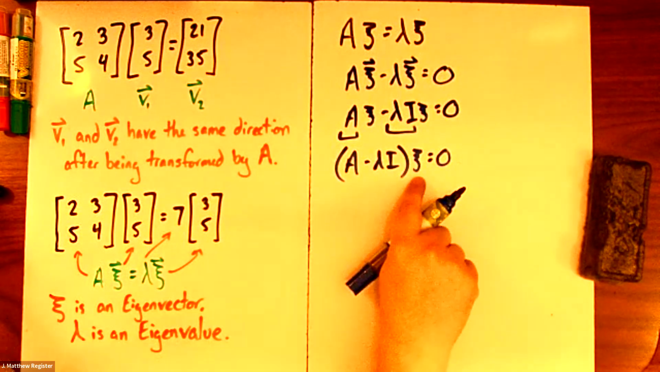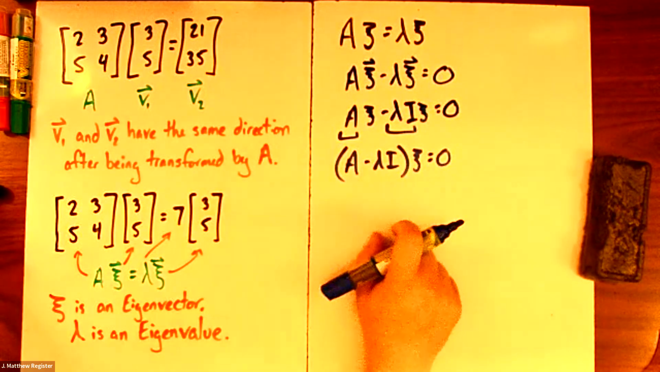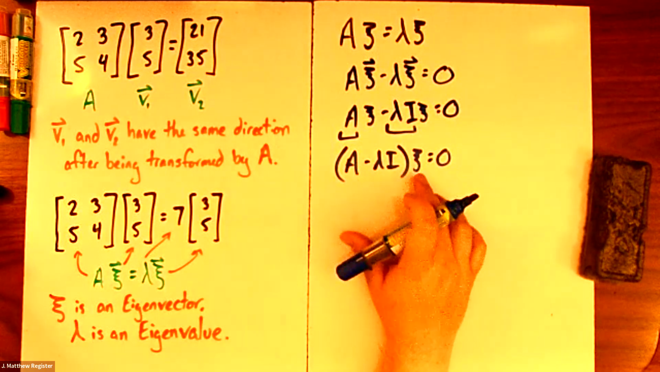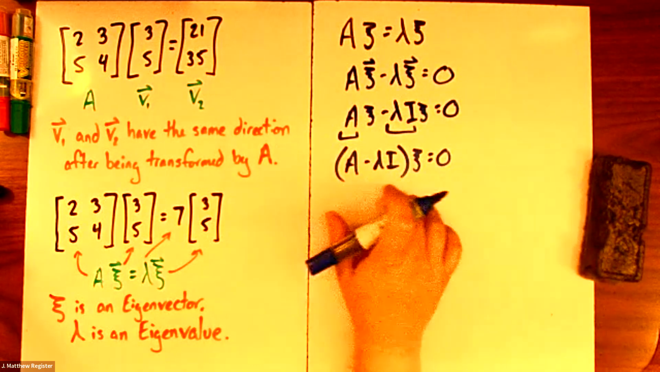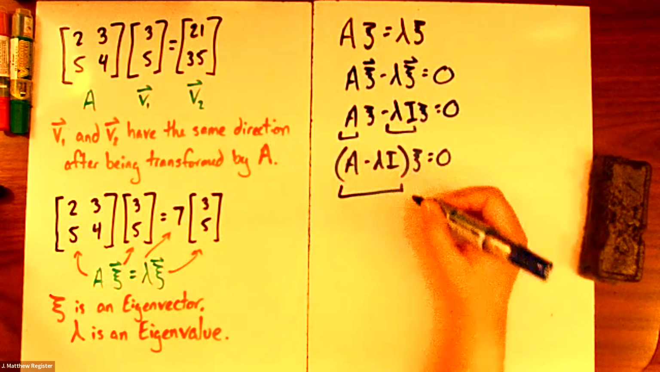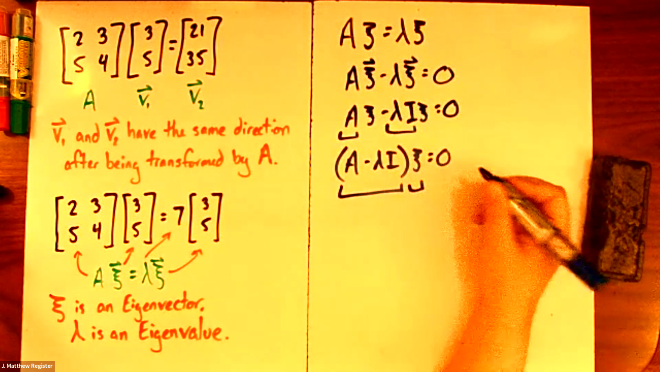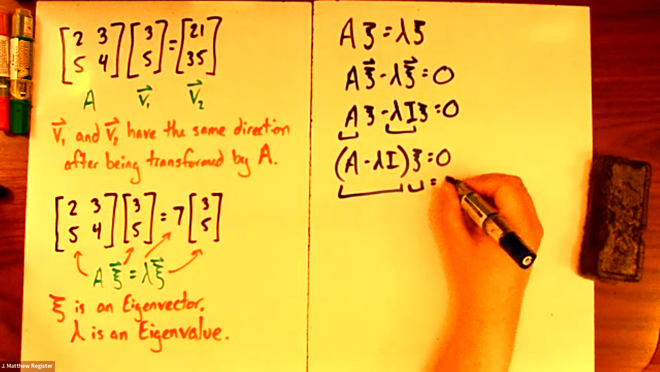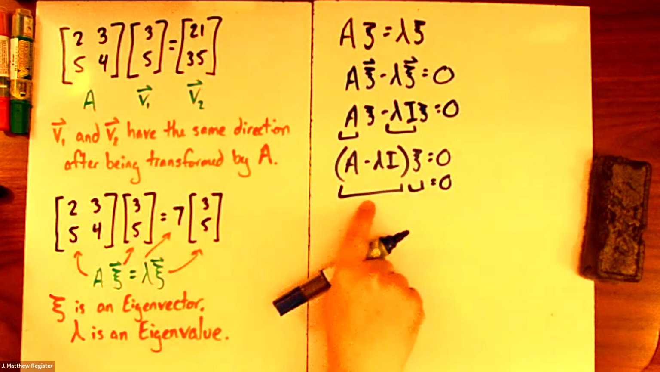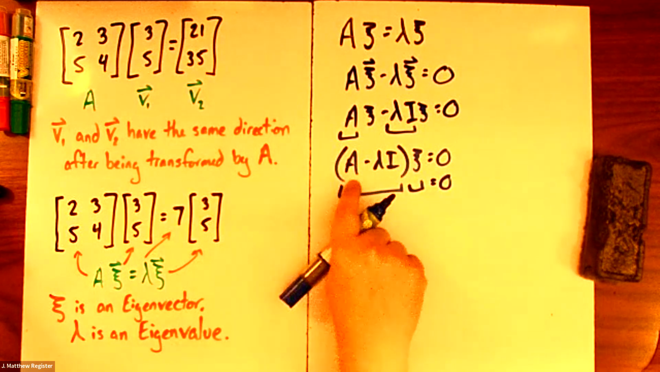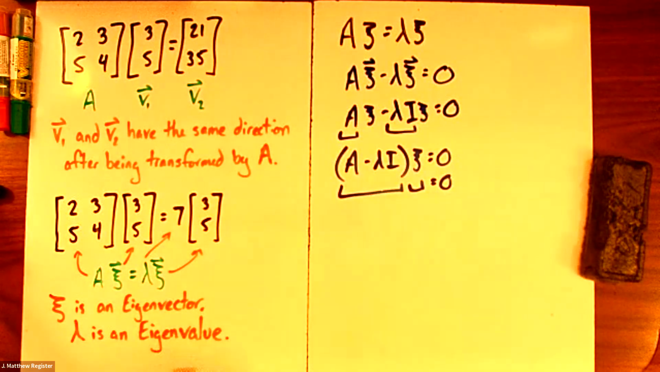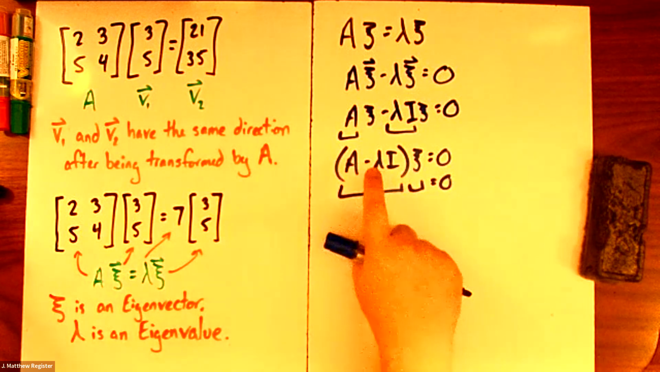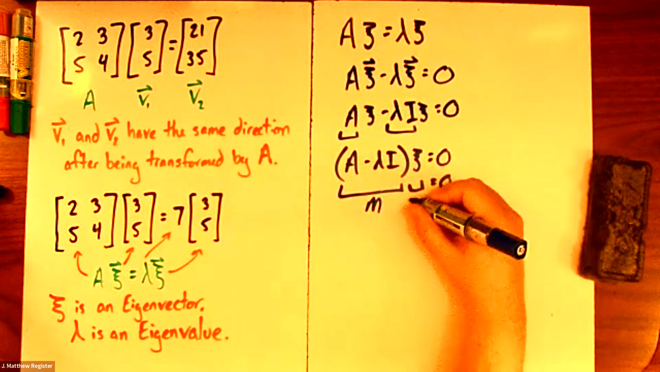Now, ideally, we don't want this c to be the 0 vector, because the 0 vector doesn't have a direction, and the entire point of this is to find a vector which has the same direction when you apply the matrix to it. And so now we just have to figure out when we can multiply this matrix by some vector and get 0 out of it. And depending on what this matrix is, when you do A minus lambda I, you could get different values for this c.